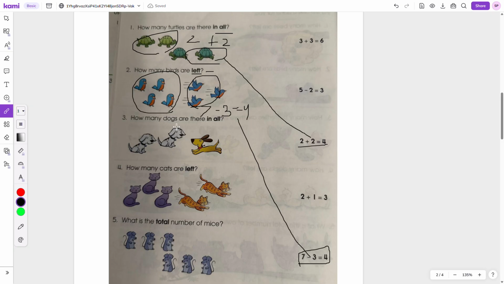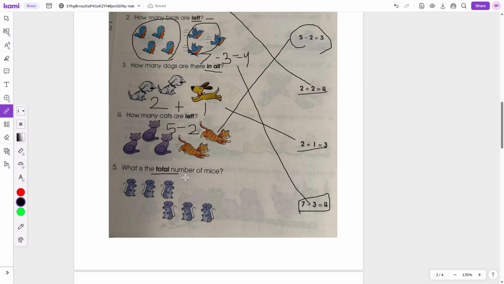Number 3, how many dogs are there in all? So we have to add. So we have 2 white dogs and 1 brown dog. So 2 plus 1 will be 3 in all. How many cats are left? So we have a total of 5 cats, but 2 of them ran away, so we have to subtract 2 from 5. And 5 minus 2 will be 3.